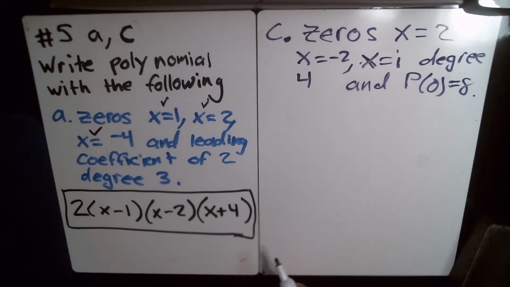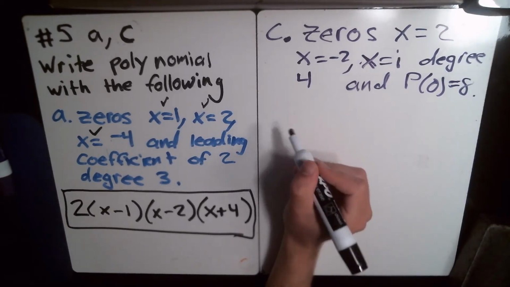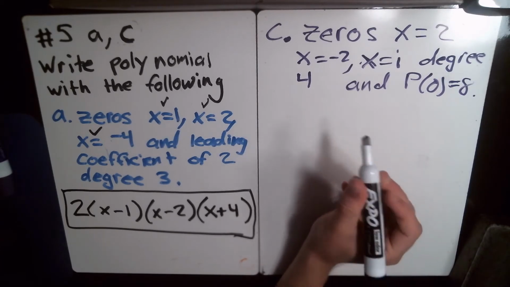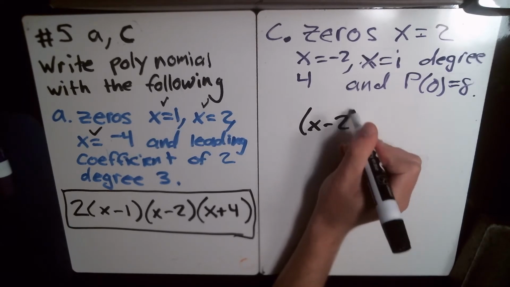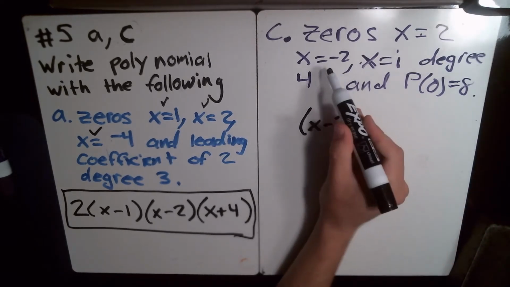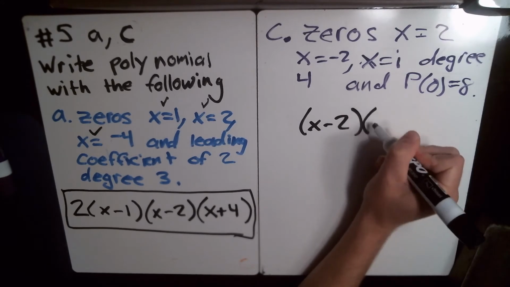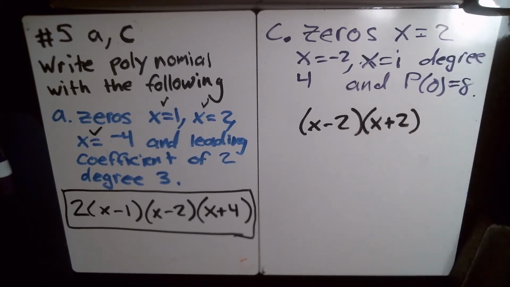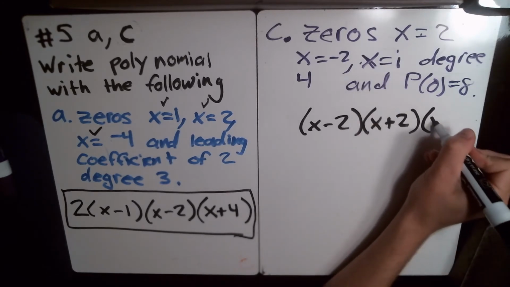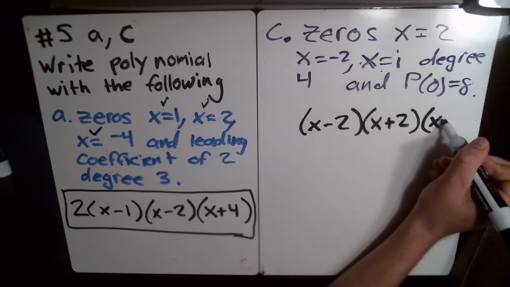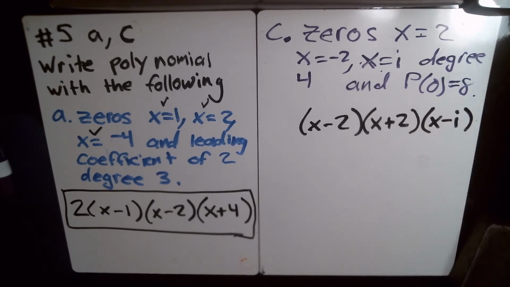Okay, so let's start by getting our zeros to be right. So what we're going to have here is, to have a 0 of 2, we've got to have an x minus 2 as a factor. To have x is negative 2 as a root, we've got to have x plus 2 as a factor, right? And x equals i is a 0, so we've got to have x minus i as a factor.